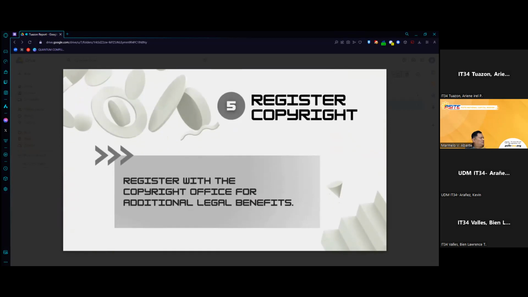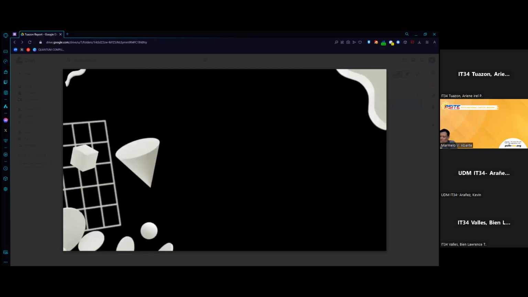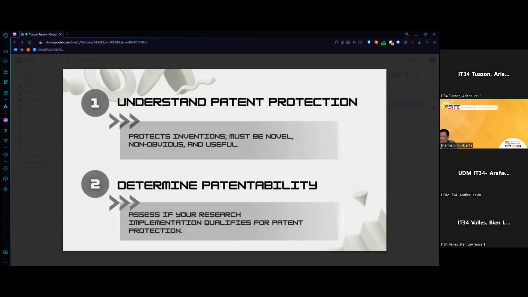Last is register copyright. While registration is not required, registering your copyright with the relevant copyright office can provide additional legal benefits in case of infringement. Patent. First is understand patent protection. Patents protect inventions including processes, machines, and compositions of matter. They must be novel, non-obvious, and useful.